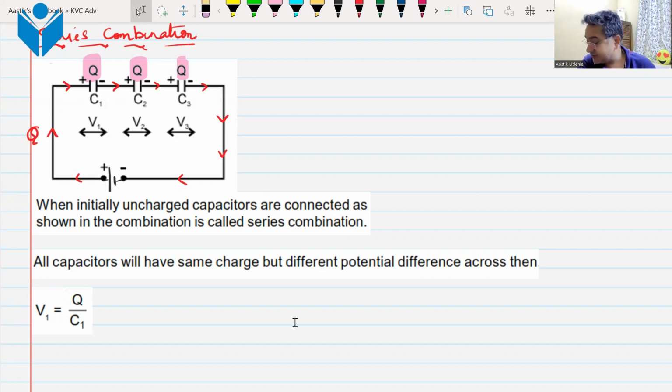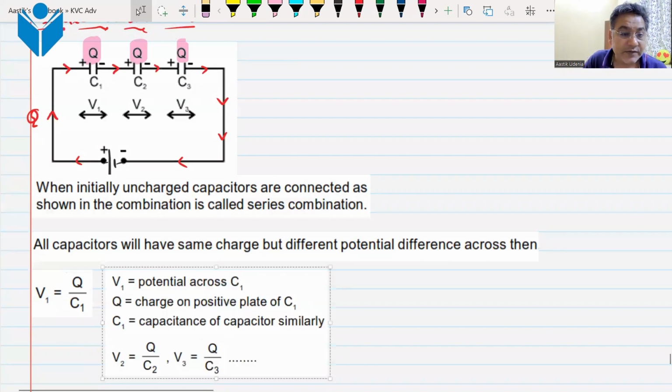So basically what is going to happen is we can find out the value of Q1. We can find out the value of V1, V2, V3 and so on. Yes or no? Yes, sir. V1 will be equal to Q by C1, V2 will be equal to Q by C2 and V3 will be equal to Q by C3. Yes or no? Yes, sir.